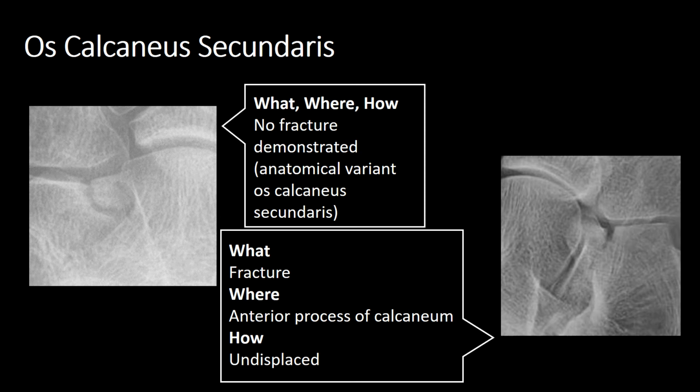So, on the left, where, what, how? No fracture demonstrated. Anatomical variant os calcaneus secundaris. On the right, what is it? It's a fracture. Where is it? Anterior process of calcaneum. How? Undisplaced.